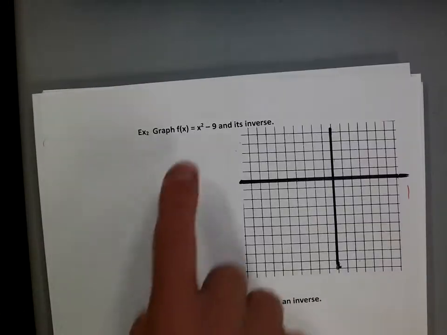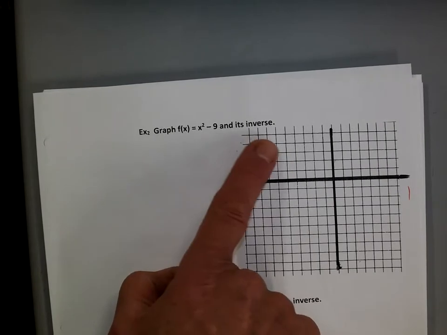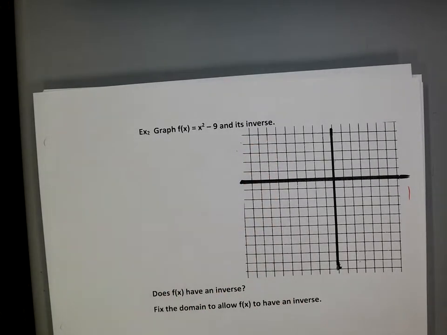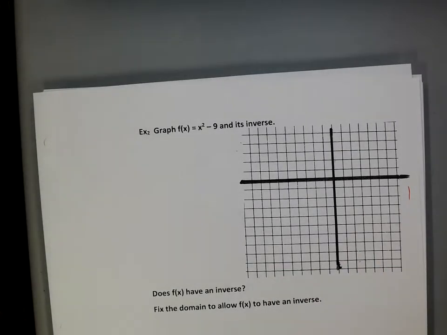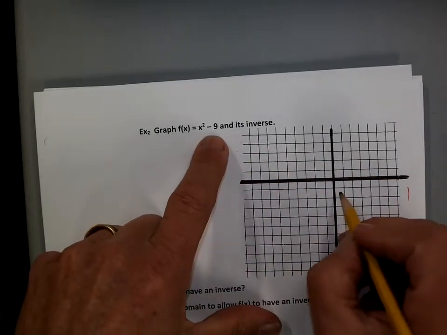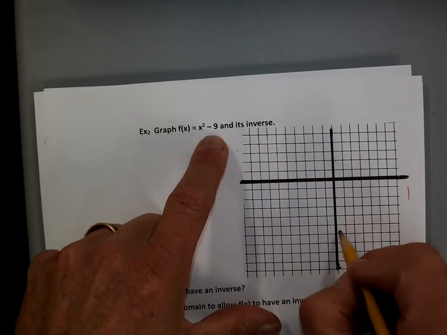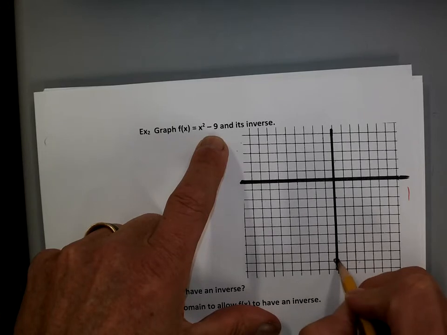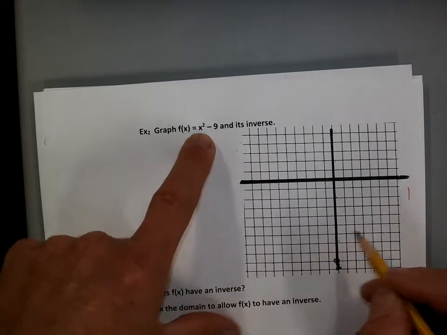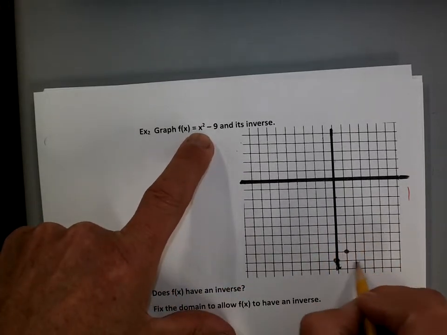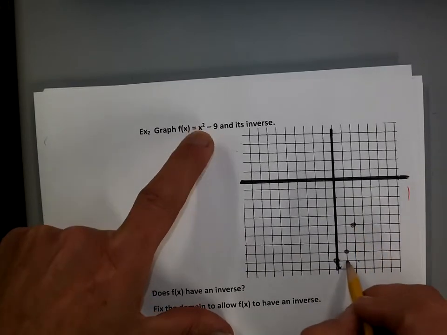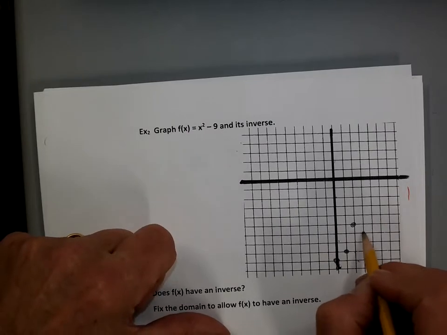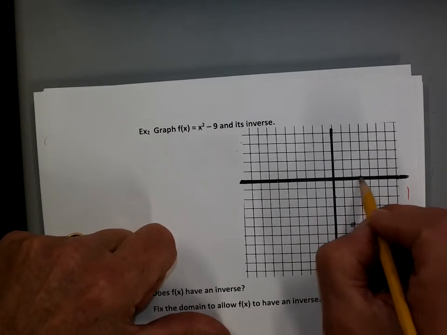I want to graph x squared minus 9 and its inverse. So I'm going to go ahead and do that. And I'm going to use a pencil because I kind of know where I'm going with this. So I'm going to start down at negative 9 for my y-intercept. 1, 2, 3, 4, 5, 6, 7, 8, 9. And I know that it's a parabola. I'm going to go over 1, up 1, then over 2, up 4, and then over 3, up 9.